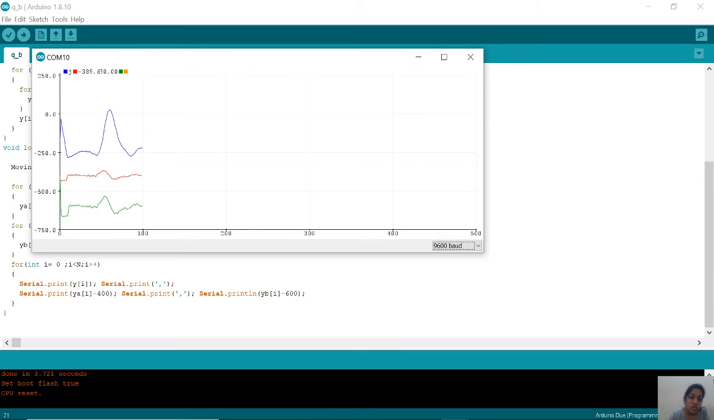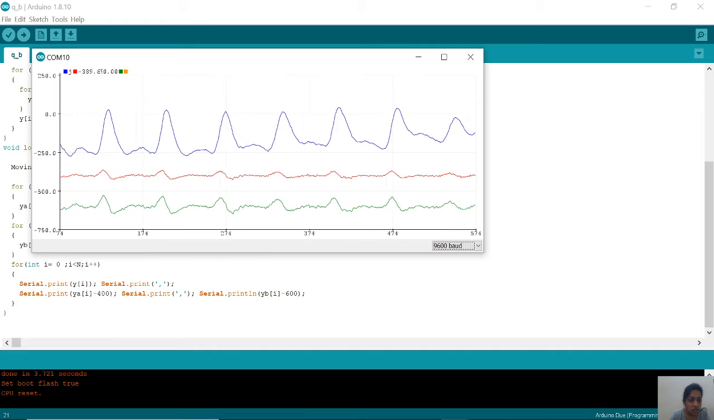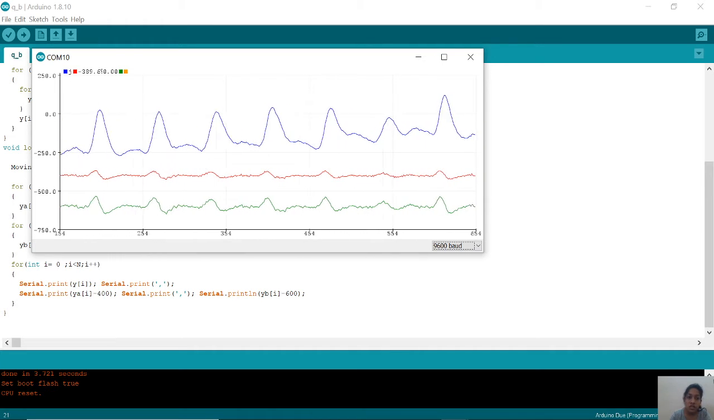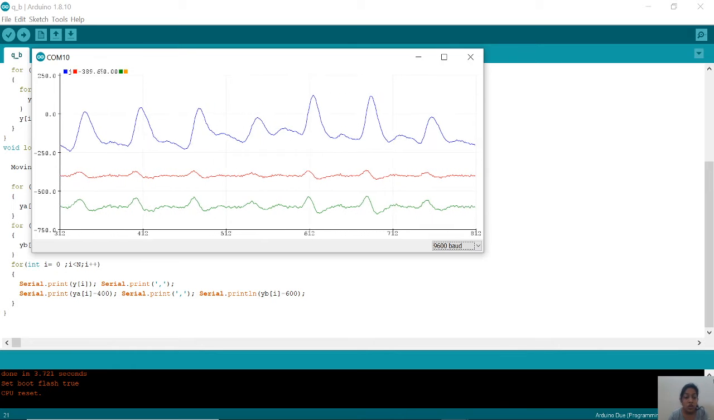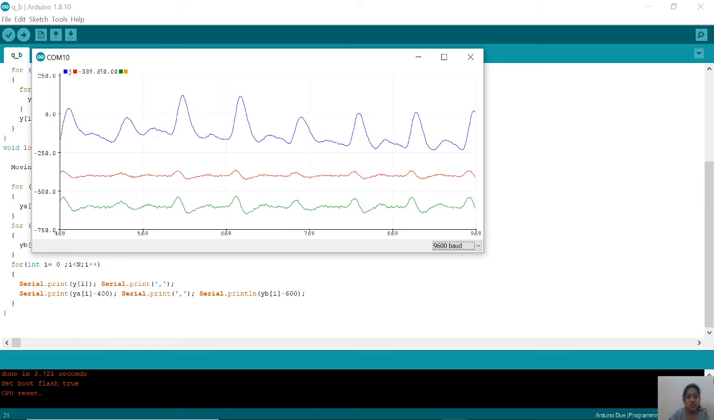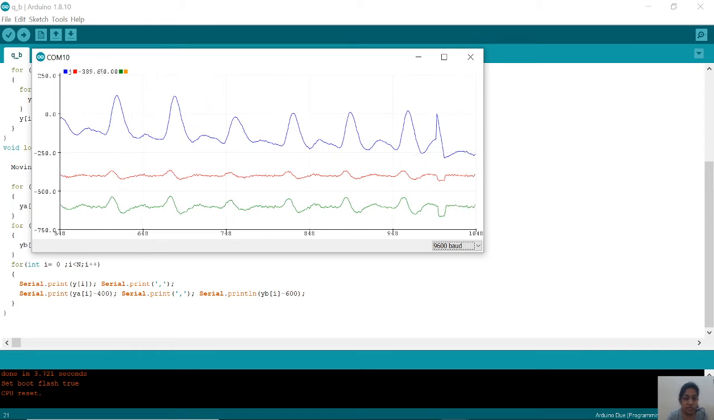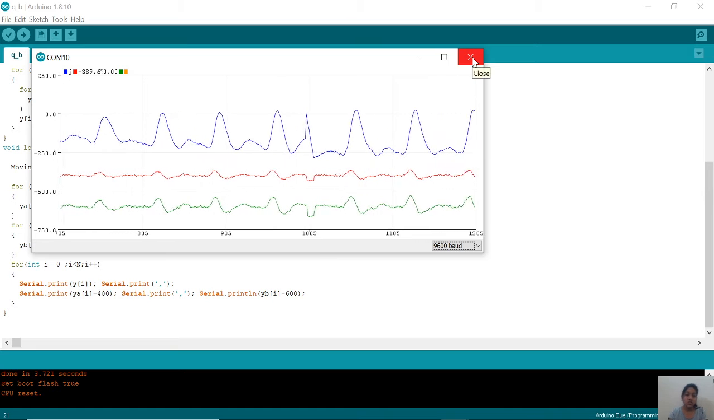The blue color one is the output obtained after applying the moving average filter, the red color line indicates the output obtained after the first order derivative filter, and the green color indicates the output obtained after the 3-point central derivative filter. So we can see that in the derivative filters, the high slope components are attenuated. This is basically the function of the derivative filters.